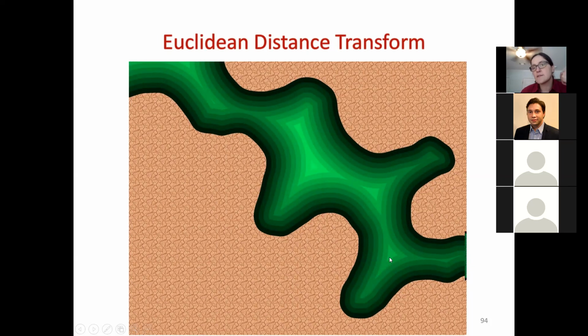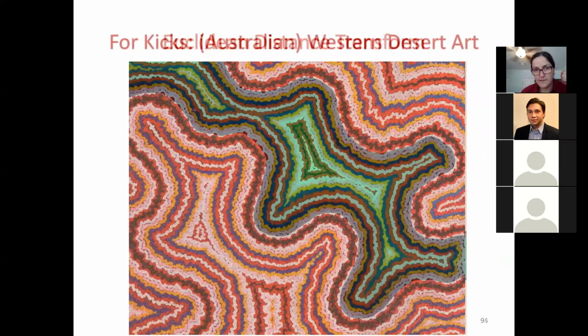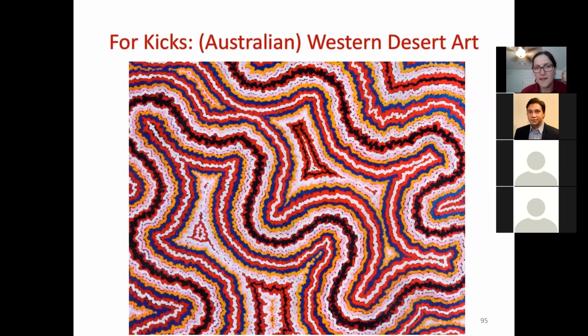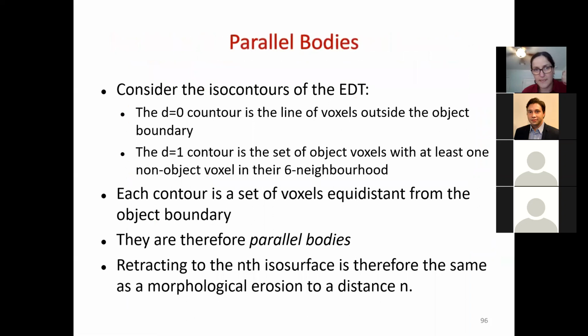Now, why is the method called watershed? Let me see. Oh. By the way, Western Desert Art in Australia has similar parallel bodies that are going through the medium.